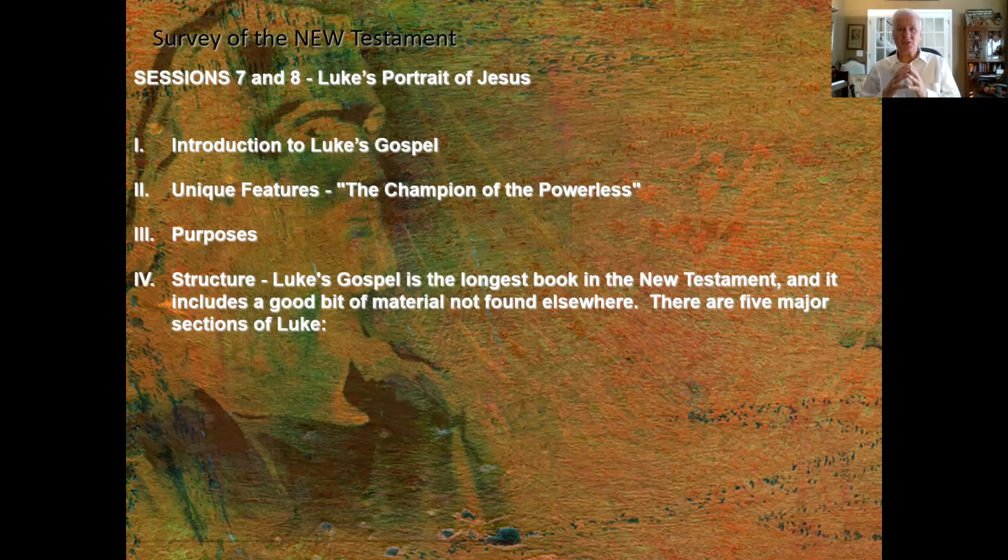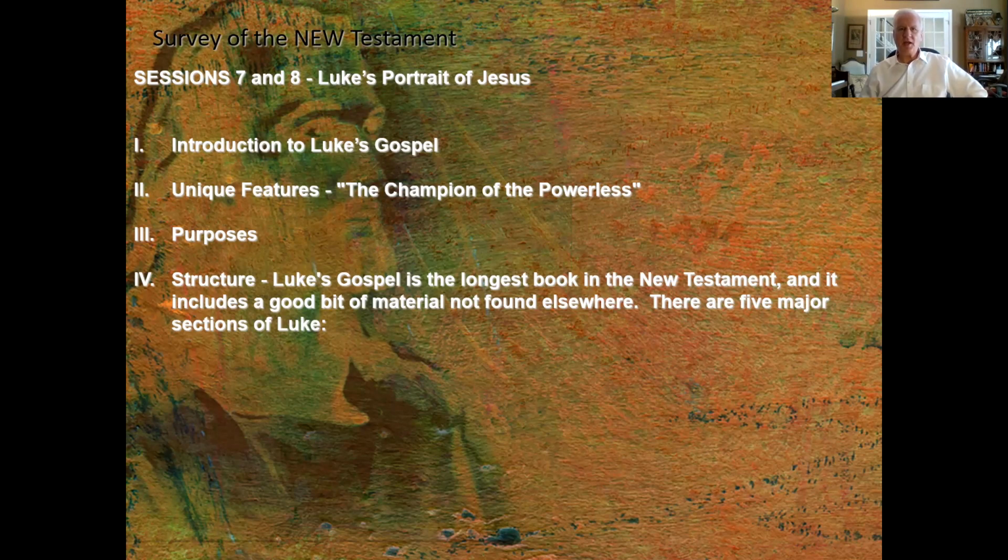combined serve to present Jesus as the champion of the powerless, the advocate of those who had no power in, at least in respectable Jewish religion. We also talked about some of Luke's possible purposes in writing his gospel. And today we move on to talk about the structure of Luke's gospel.